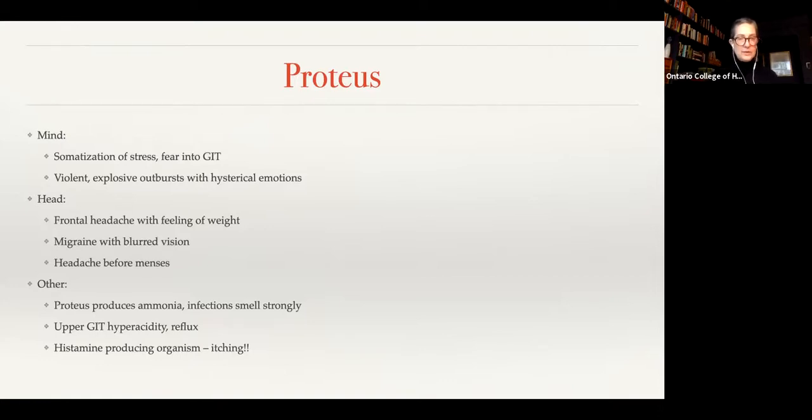and other important keynotes and characteristics of Proteus is that Proteus produces ammonia. So the infections in people needing Proteus smell very strongly. There's a lot of upper GIT hyperacidity and reflux. And it is a histamine producing organism, which creates a lot of itching.